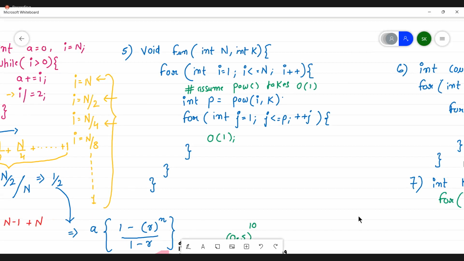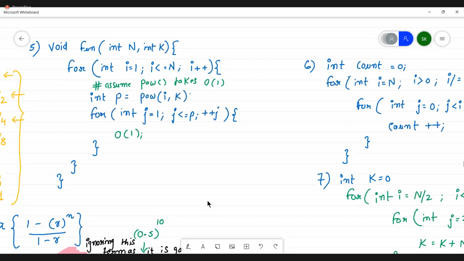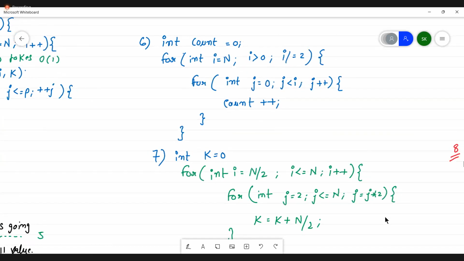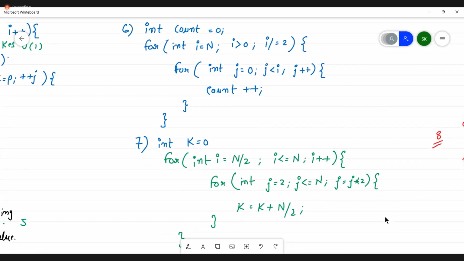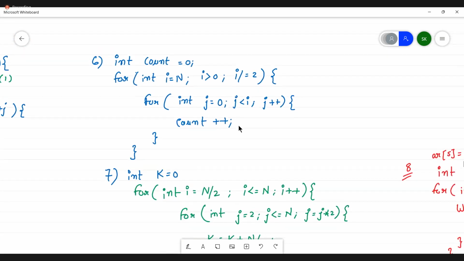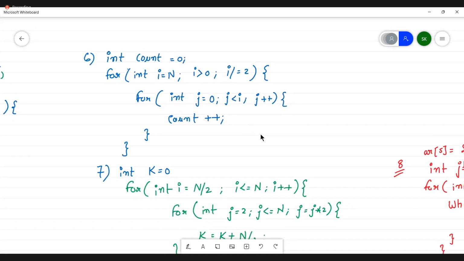Okay, I'll solve this fifth question afterwards. Let's focus first on our sixth and seventh question. Can anyone tell me the time complexity for the sixth question if you have figured it out? Anyone who tried? Order of n, n log n. Okay.